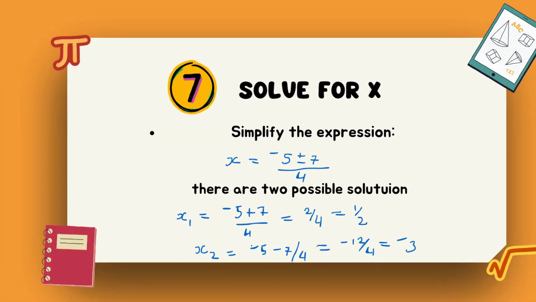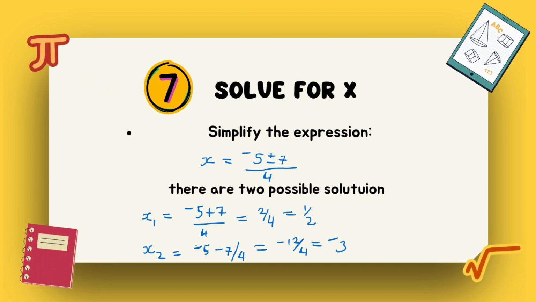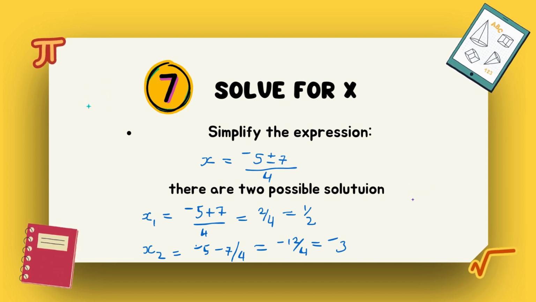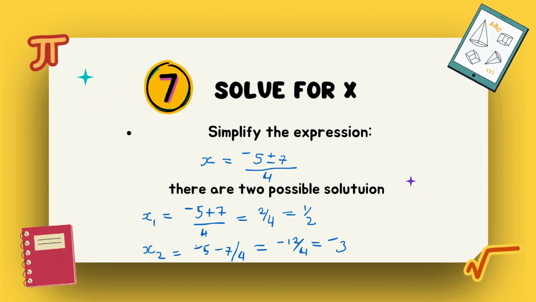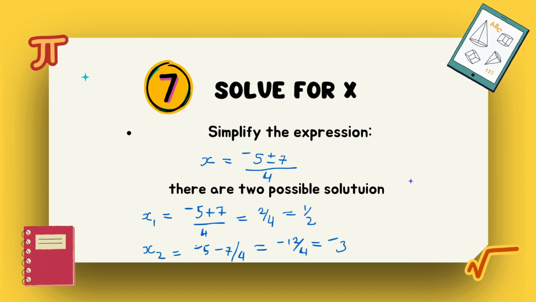Step 7. Solve for x. Simplify the expression: x equals -5 plus or minus 7, all over 4. There are 2 possible solutions. x sub 1 equals 2 over 4 equals 1/2. x sub 2 equals -12 over 4 equals -3.